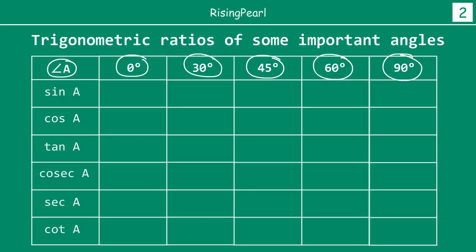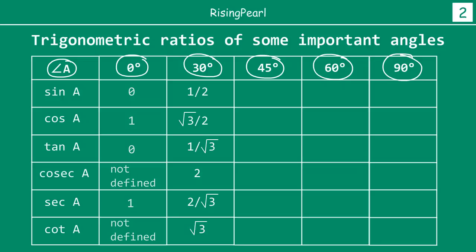So let's write the values for 0 degrees. Sine 0 degrees is 0, cos 0 degrees is 1, tan 0 degrees is 0, cosec 0 degrees is not defined, sec 0 degrees is 1, cot 0 degrees is undefined. Let's move on. Next, 30 degrees. Sine 30 degrees is 1 by 2, cos 30 degrees is root 3 by 2, tan 30 degrees is 1 by square root 3, cosec 30 degrees is 2, sec 30 degrees is 2 by square root 3, and cot 30 degrees is square root 3.